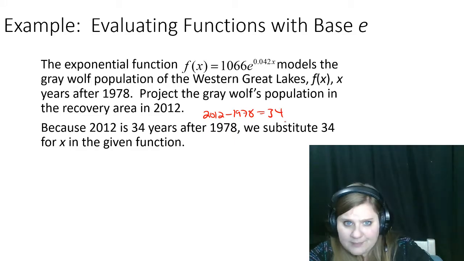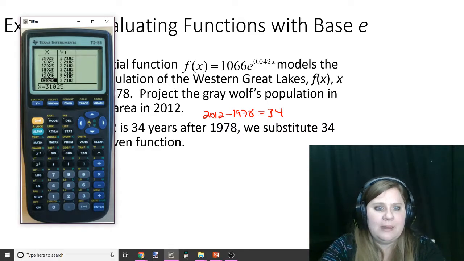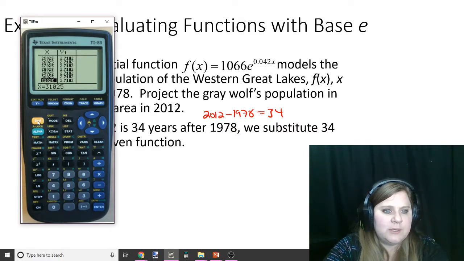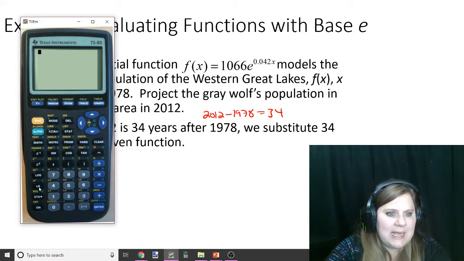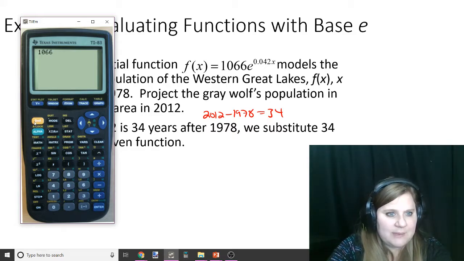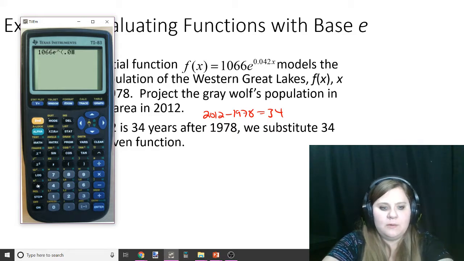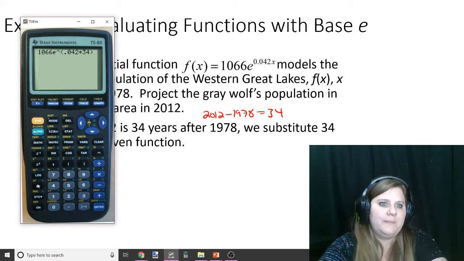Now, that is what we need to plug in, and I'm going to show you on our calculator how we do that. If you go to your main screen, so you go second quit, you're going to see right here it has ln, and on mine it's in yellow. It says e to the x. So I'm going to type 1066, and then I click my second button, and then my e to the 0.042, and instead of x, I'm plugging in 34.